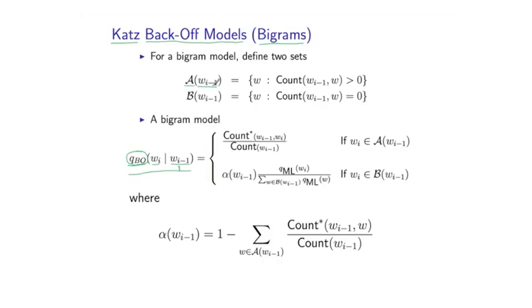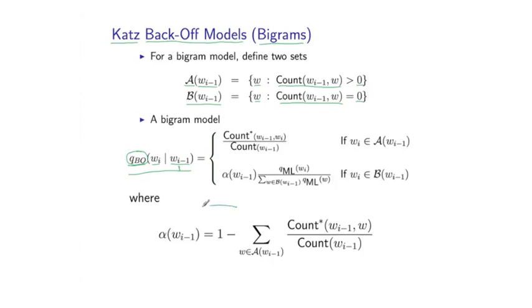Okay, so for a particular word, w_{i-1}, I'll define two sets. So A of w_{i-1} is the set of words whose bigram count is greater than 0. So for example, for the word there, it would be the 10 words that I'd shown you on the previous slide. In contrast, B of w_{i-1} is the set of words for which the count is equal to 0. So this is the set of words which are never seen following the particular word we're interested in.